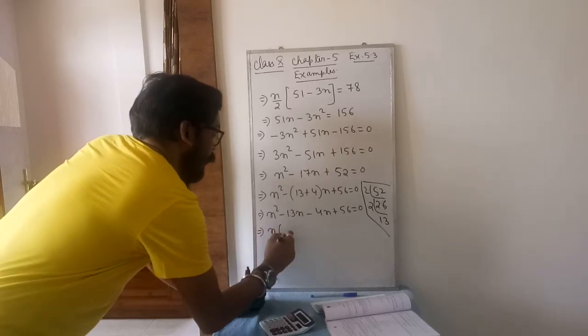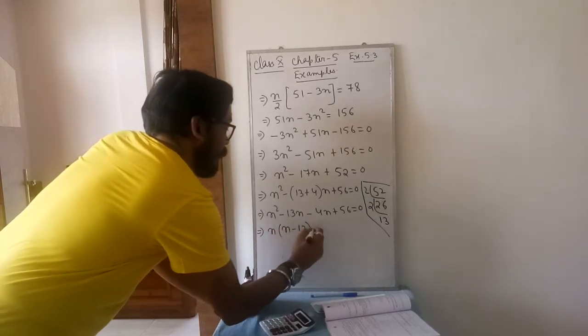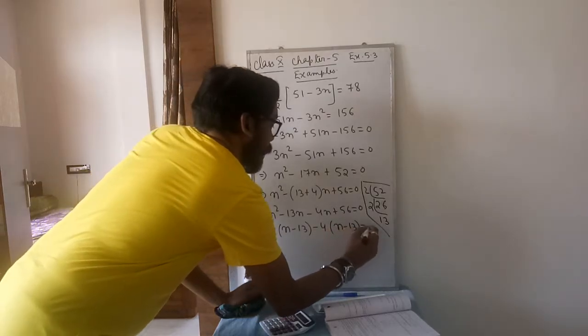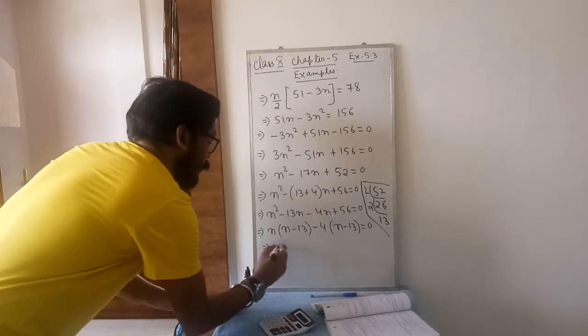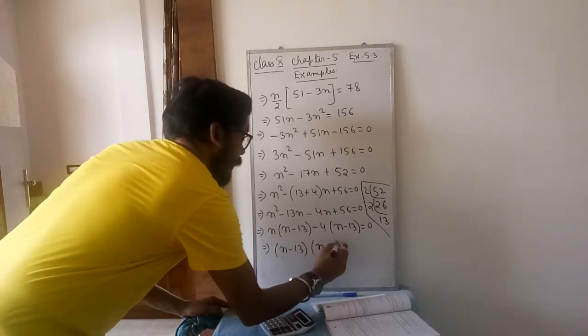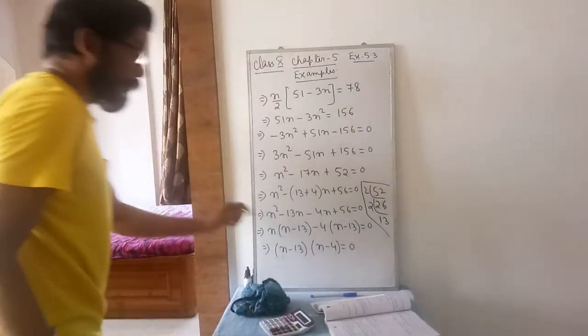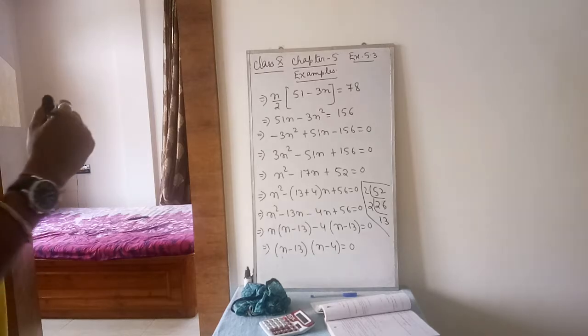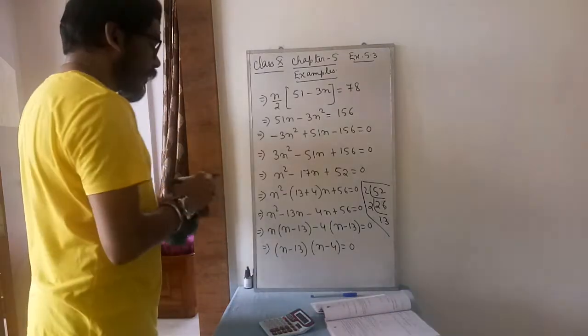From the first two you can take common n, so it is n minus 13. From the last two, 4, so it is n minus 13 equal to 0. So you got n minus 13, n minus 4 equal to 0. Take the screenshot of this. Okay. Taken.